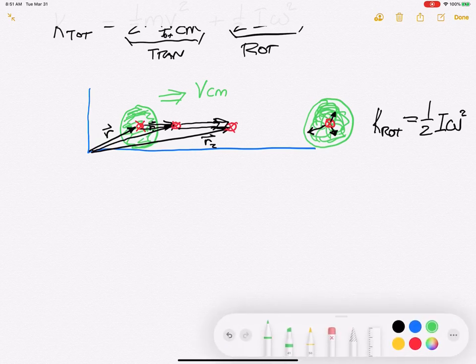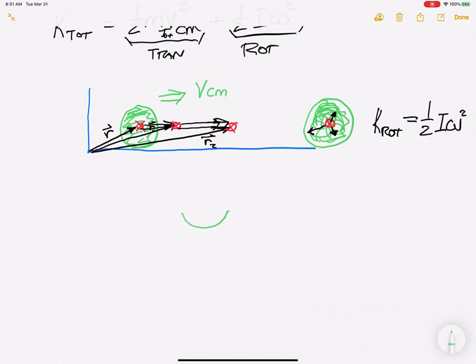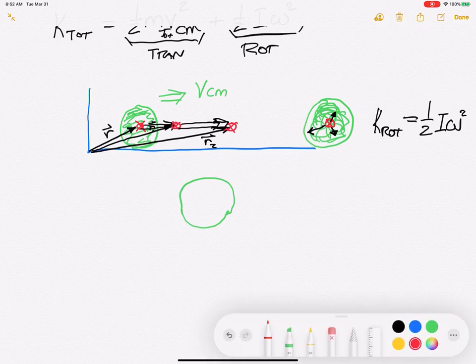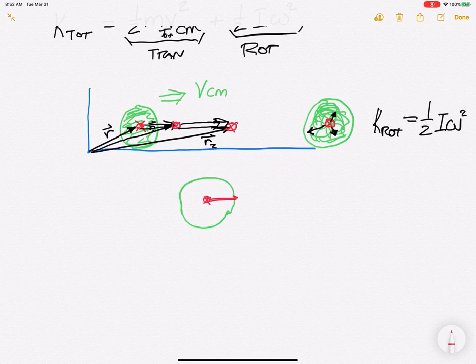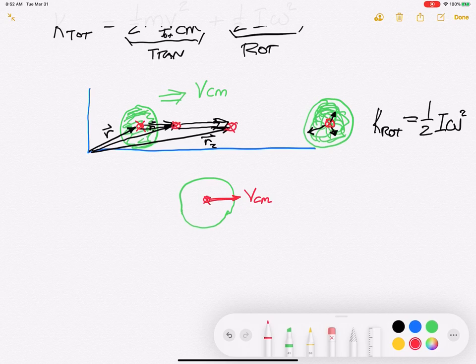So let's take a wheel again and think about what's happening. The center of mass motion is going off this way with V center of mass. And we know the wheel is rotating about the center of mass. So I'm getting an omega this way.